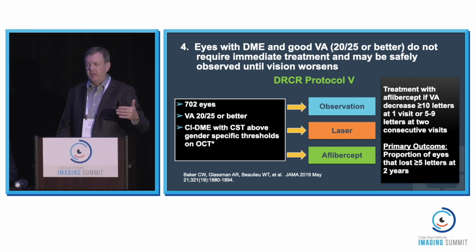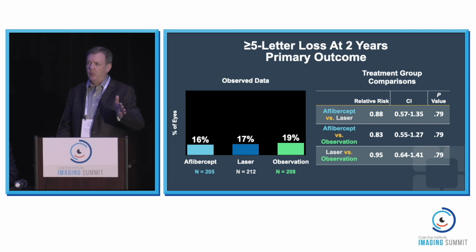All of the trials that had been done at that point were 20/32 or worse. No one had ever looked at this group of patients who walked in the door with diabetic macular edema and OCT, sometimes very impressive, and the visual acuity was good. By the way, anybody in the room know what the correlation between OCT thickness and visual acuity is?